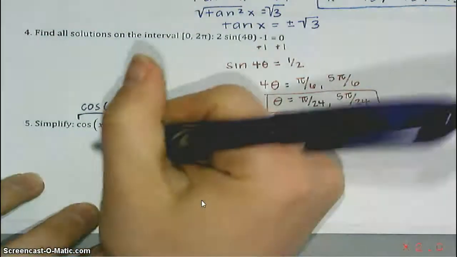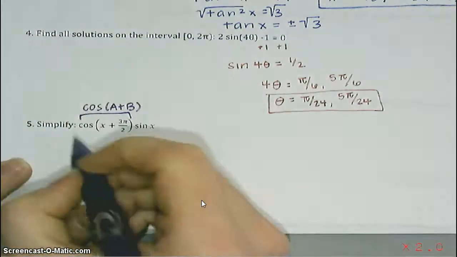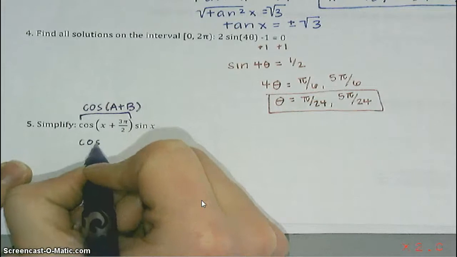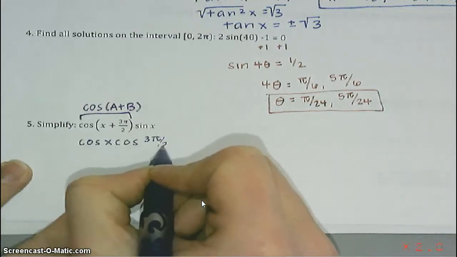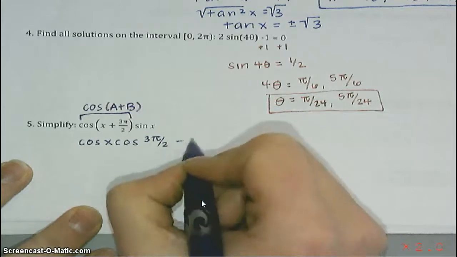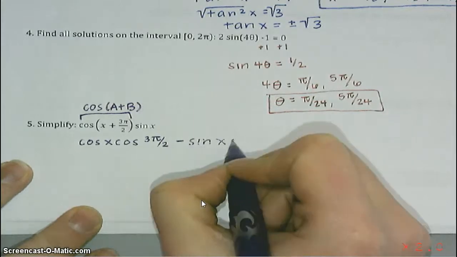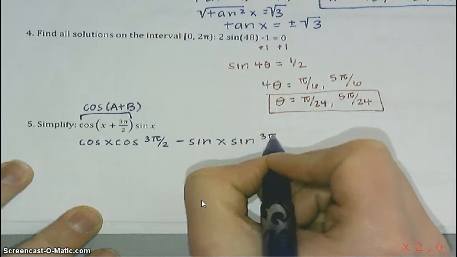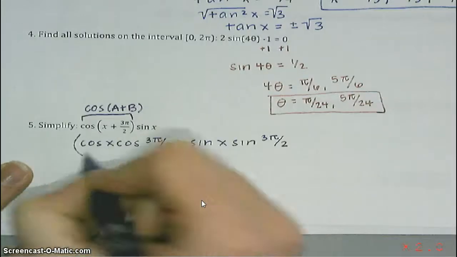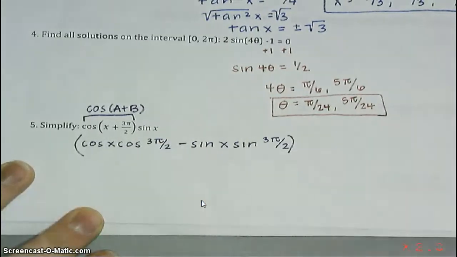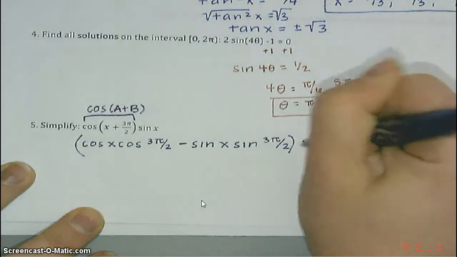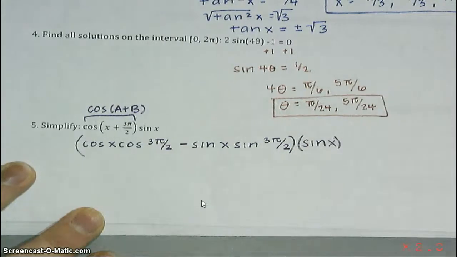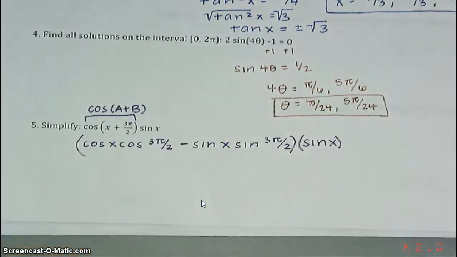So cosine of x plus 3 pi over 2 is going to become cosine of x cosine 3 pi over 2 minus sine of x sine 3 pi over 2. That is all one whole quantity. Put parentheses around it, because what you're doing is that you're going to then multiply everything by sine x, because he's right there. He's on the outside.